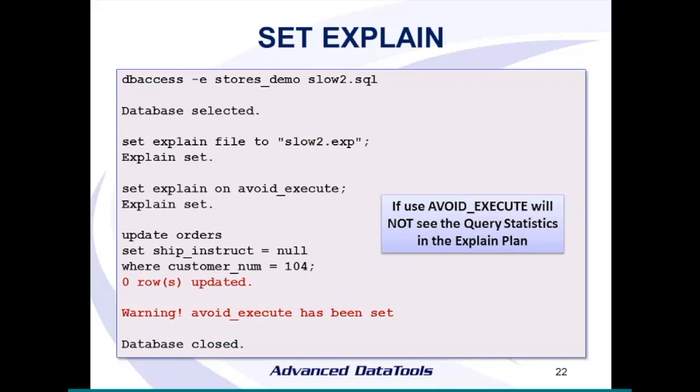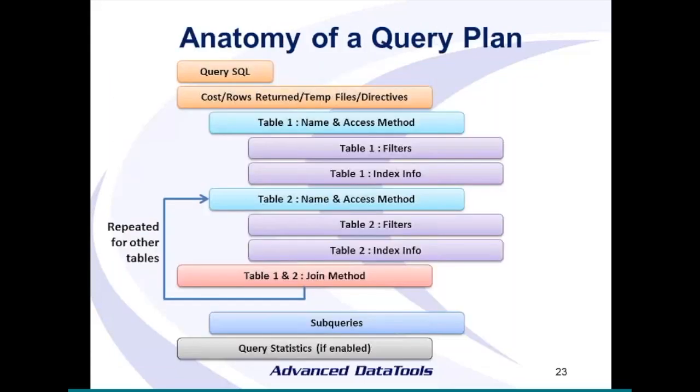All right, now let's start looking at how the query plan is broken down, because it can look a little intimidating at first. But it always follows the same basic format. The query plan will begin with the query, the SQL of the query actually being executed. That'll be followed by a few lines that tell you the estimated cost, how many rows it expects to return, whether temporary files were used, when the directives were in place. And then it starts with the first table that was accessed.